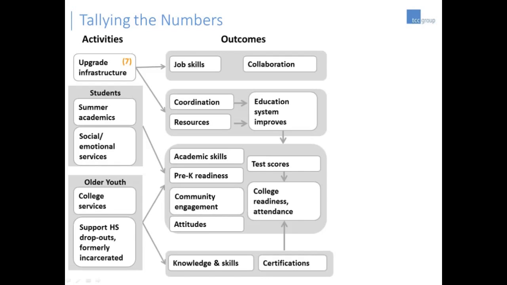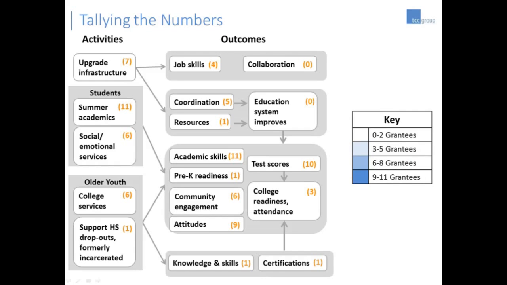You can see 7 of the 11 grantees engaged in upgrading infrastructure. 11 of the 11 provided summer academic programs. We did this tallying exercise for each model component. You get the idea. We also needed to come up with a key for the heat mapping. We needed to create a key in which the ranges represented were meaningful. The following seemed most appropriate.